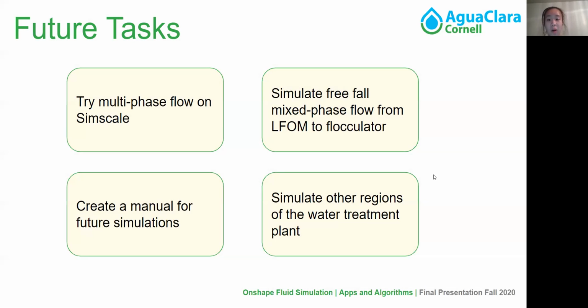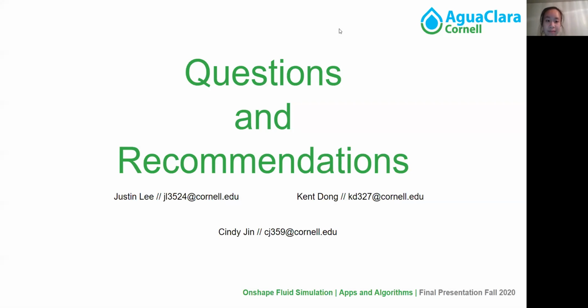So for our future tasks, we hope to simulate our entrance tank design with air and water using the multi-phase flow option on SimScale to more accurately depict the actual flow of the tank and analyze whether air bubbles are the root cause. And in the future, we plan to create a manual for future simulations of modeling computational fluid dynamics for any part or pipes. And once we're able to simulate multi-phase flow, we'll be able to simulate other regions of the water treatment plant, such as problems with the baffles breaking when the water flows from the LFOM to the flocculator. Thank you.